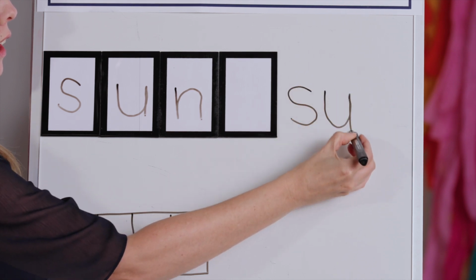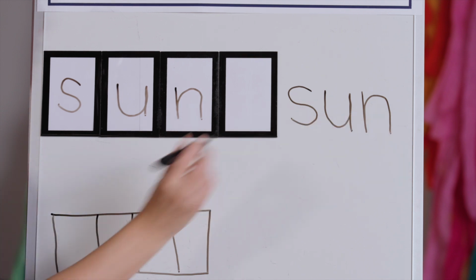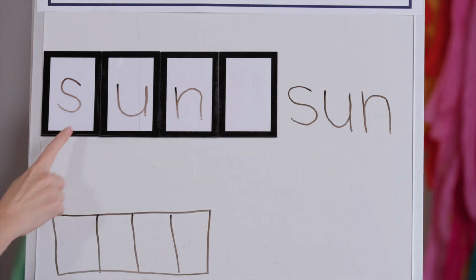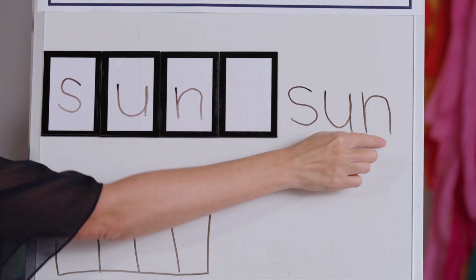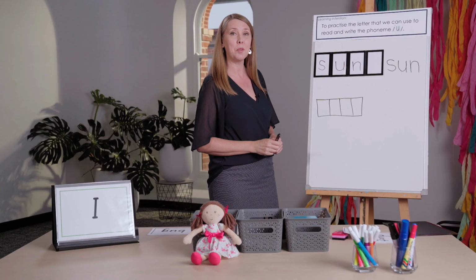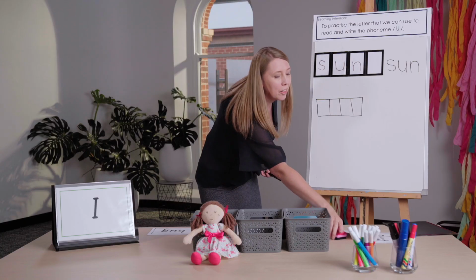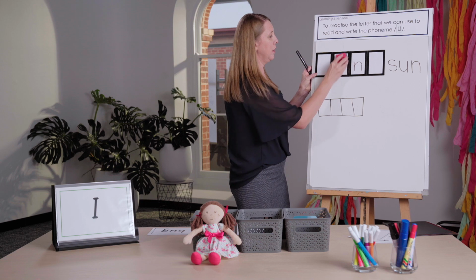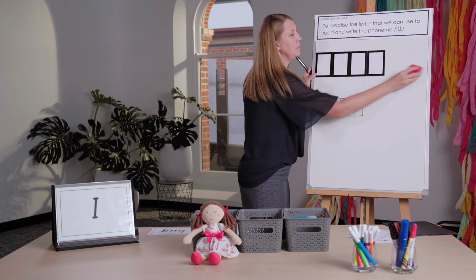S, U, N. Let's read this word. S, U, N, sun. We have written the word sun. Good work. Let's rub this one off and do another one.